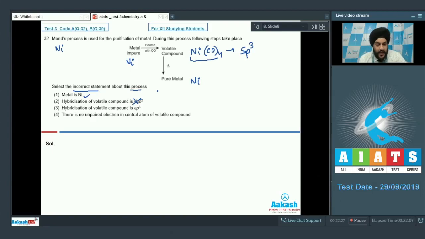If you look at the third option now, hybridization of volatile compound is sp3, this is correct. If you look at the fourth option now, there is no unpaired electron in central atom of volatile compound. So this is also correct, students. We had just seen that Ni0 has a d10 configuration in this case. So it is diamagnetic with no unpaired electrons. Okay. So for this question, since we have to mark the incorrect statement, the answer to this question is option 2.